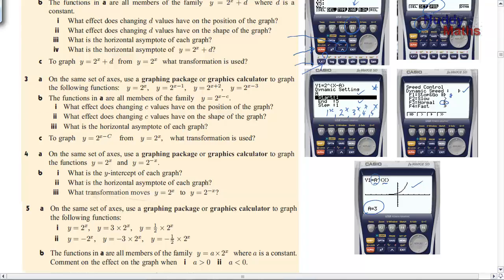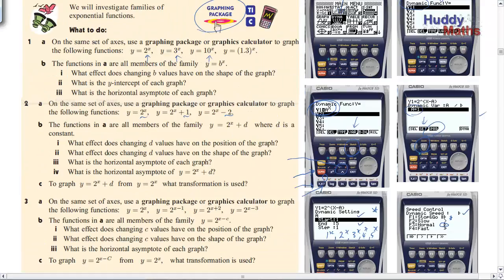So come back up, and I want you to start now with these questions. There's question 1, 2, and 3. I want you to try to describe what's happening to the graph. You know why we want to do this, don't you?